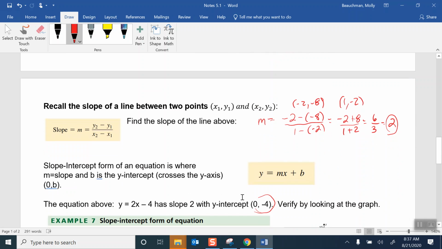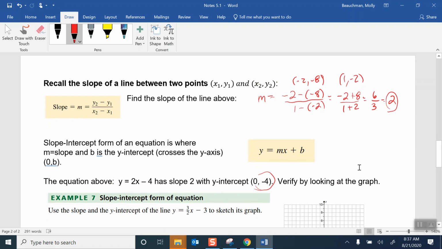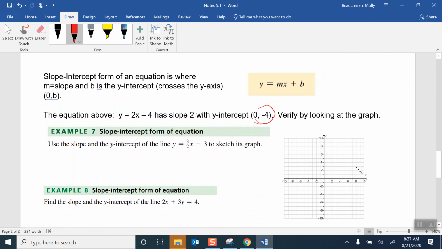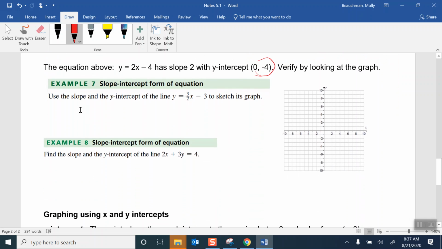So the reason why this form is convenient is if we know the slope and we know the y-intercept, we can graph without having to make a table of values like we did above. So our next example, we're going to use the slope and the y-intercept of the line, y equals 3/2 x minus 3, to sketch the graph. So we identify our slope, which is 3/2, and our y-intercept is actually the coordinate (0, -3).